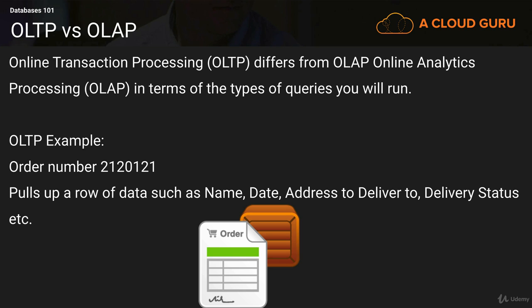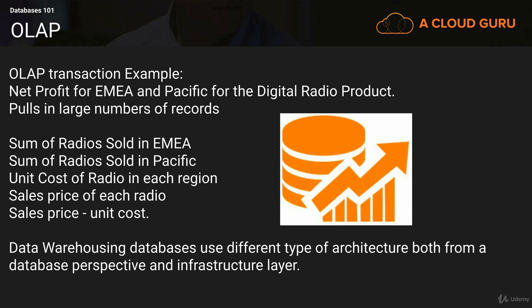If you think about just online shopping carts, when you go and order something, you're creating an OLTP transaction. OLAP, or online analytics processing, is what we use for data warehousing, which is what I was talking about earlier. So this is a good example. Maybe management want to know the net profit for EMEA, so that's Europe, Middle East, and Africa, as well as the Pacific, for a digital radio product. So let's say it's a physical digital radio.